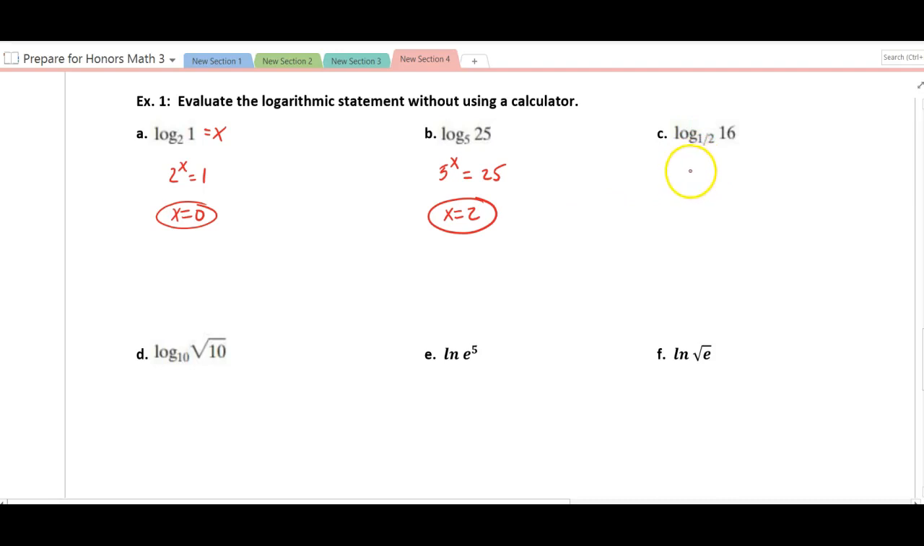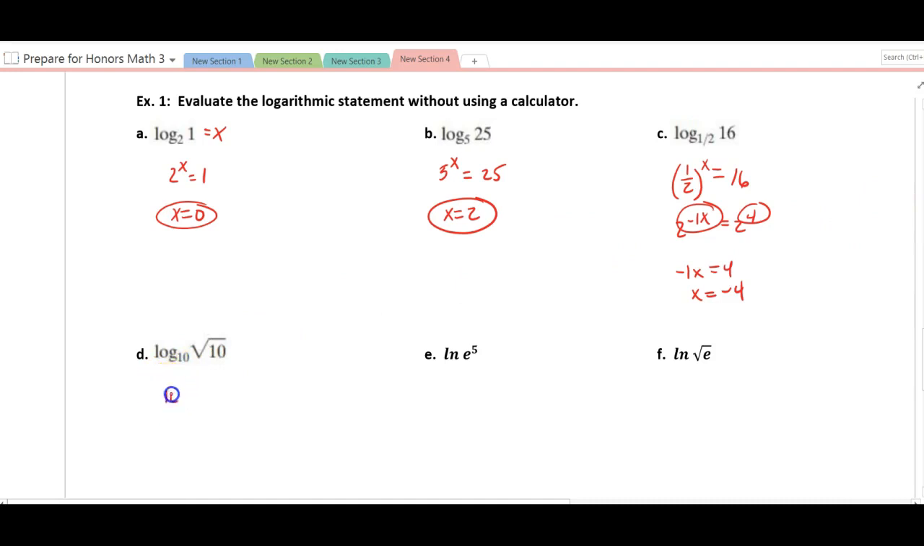The next one, if I have log base 1/2 of 16, that's 1/2 to the x power equals 16. The way I would do this is rewrite both as base 2. So 1/2 would be 2 to the negative 1, and when I raise it to the x power, it's 2 to the negative 1x equals 2 to the 4th power. Negative 1x equals 4, so x would equal negative 4.